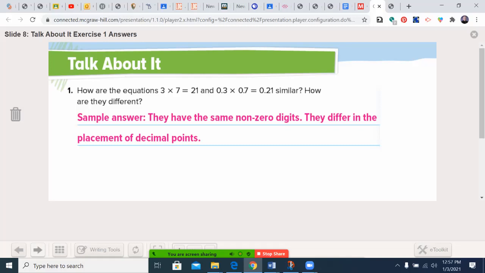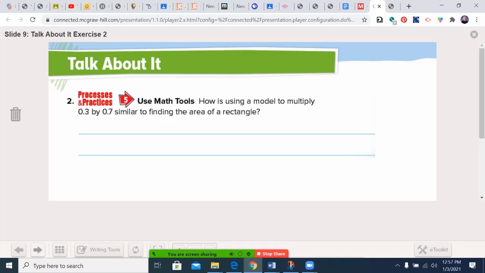And they have the same non-zero digits, different placement of decimal points. How is using a model to multiply 3 tenths by 7 tenths similar to finding the area of a rectangle? If you think back to what I said just moments ago, we were talking about the formula for a rectangle. You're multiplying the base, which is the bottom number, in this case the 7 tenths, times the height, which was 3 tenths. So if you remember that going forward, that will be beneficial when we get into geometry.